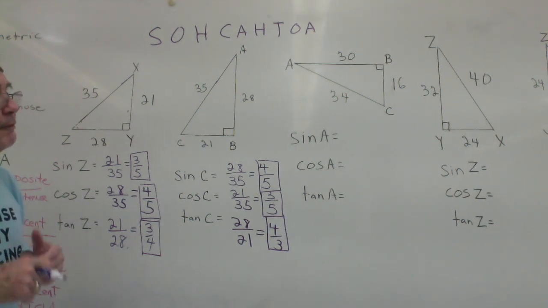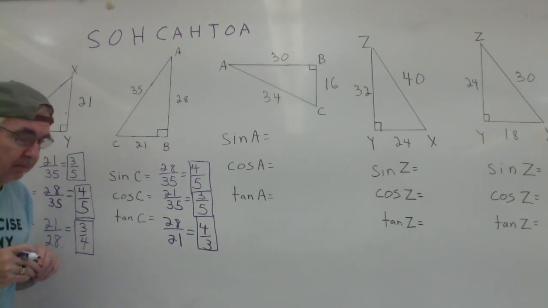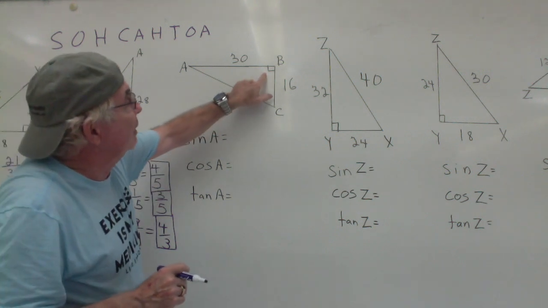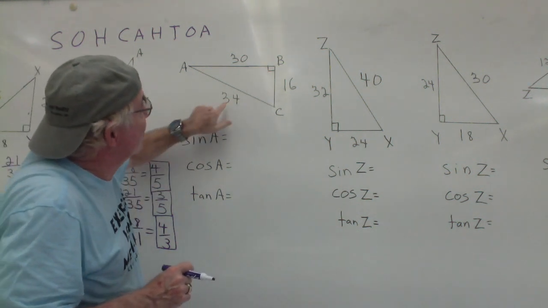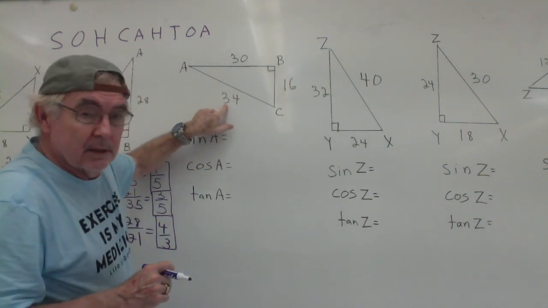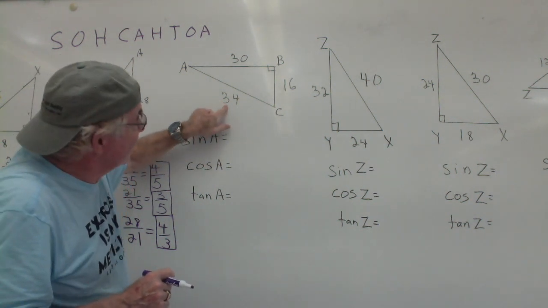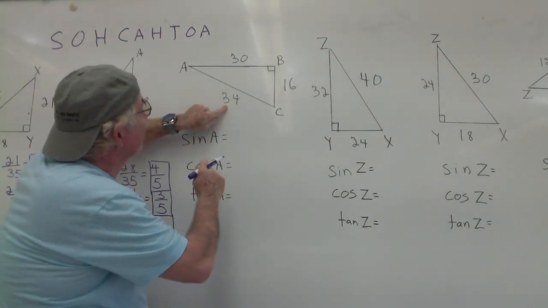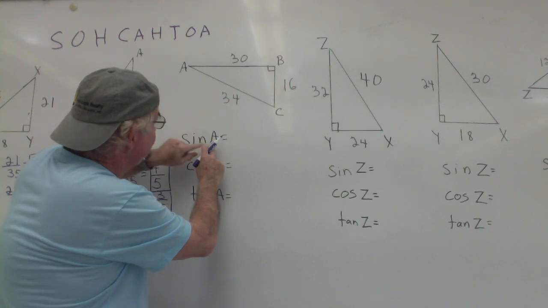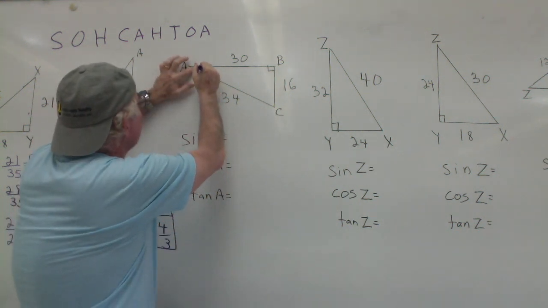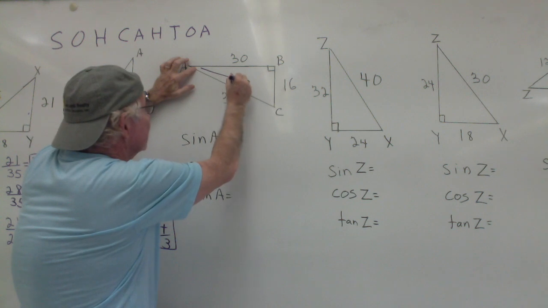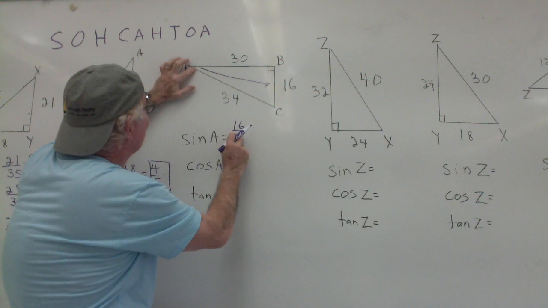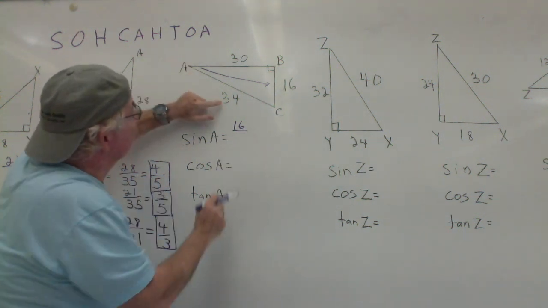Third example, and I find a lot of students sometimes don't find the right angle. This is the right angle. So that side there is the hypotenuse. For the sine, we're looking at angle A. So what's the side opposite A? 16. And what's the hypotenuse? 34.